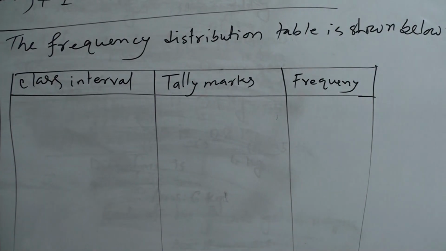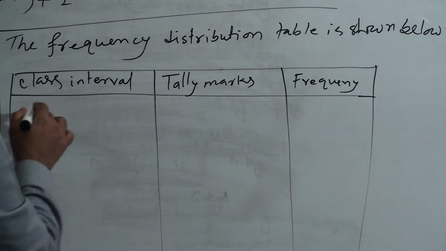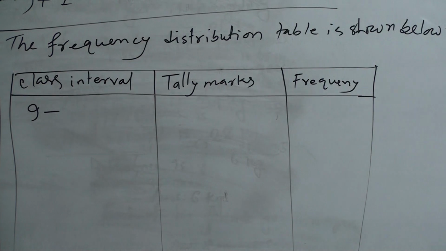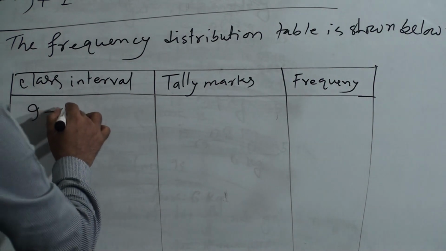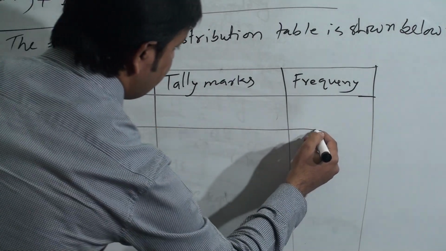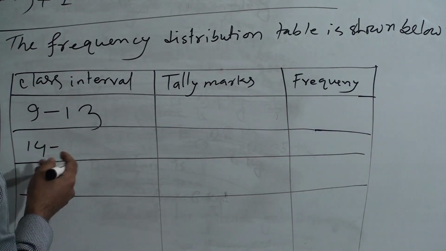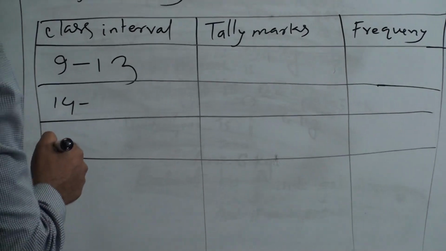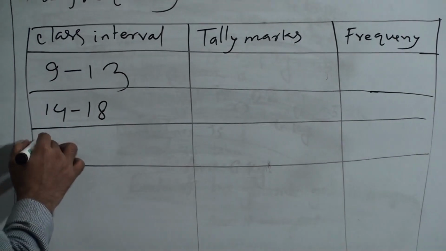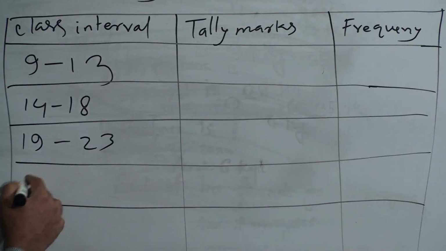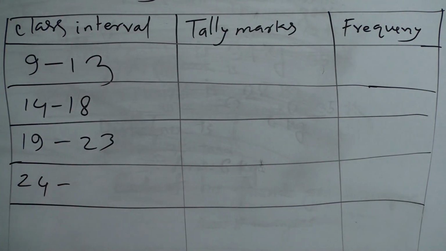So now we need to consider the classes. As 5 is the class interval, and the lowest number is 9, we can start from 9, 10, 11, 12, 13. So we have to go up to 13, and then the next class will be 14, 15, 16, 17, 18. Then from 19 to 23. We need another class now, that is from 24 to 28. As our highest number is 25, all the data will be contained here.